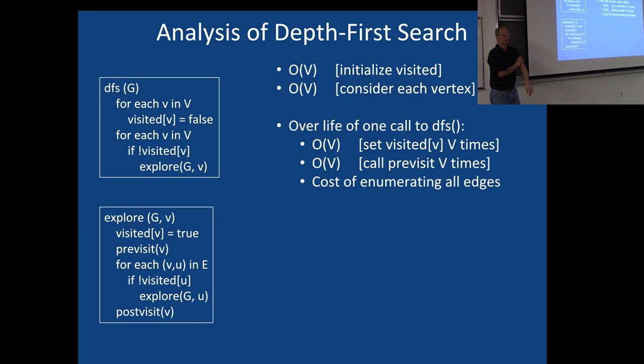Yeah? So when you look at some edges twice? If it's an undirected graph, you look at edges in both directions. But how much work does it take to enumerate all the edges? Forget about what happens inside the loop. Yeah? O of V plus E.